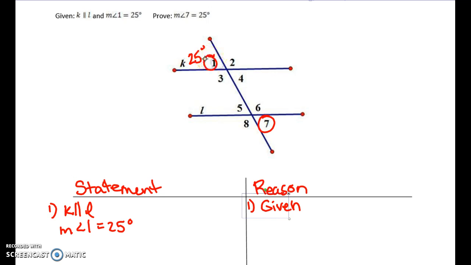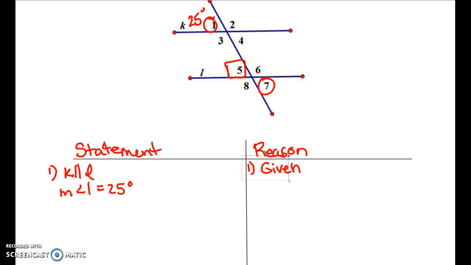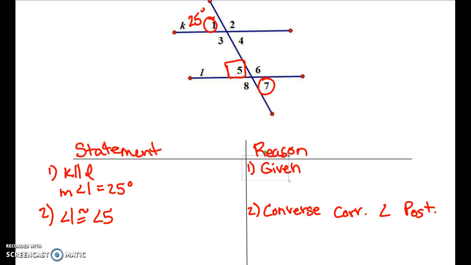Now remember, we always want a helper angle, one that's corresponding to the angle I'm given, and it has some kind of easy relationship with the other one. I like angle 5. I like angle 5 because it corresponds with angle 1, and it's vertical to 7. So it's got a nice easy relationship with 7, and it corresponds to angle 1. So it's going to help me out. So because of that, I'm able to start off by saying that angle 1 and angle 5 are congruent by the converse of the corresponding angles postulate because they're corresponding.